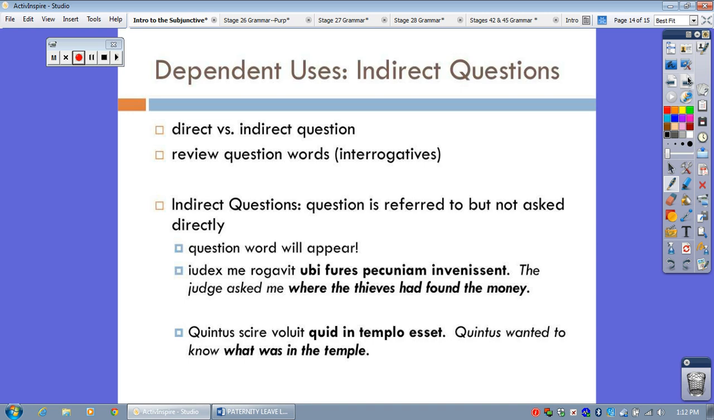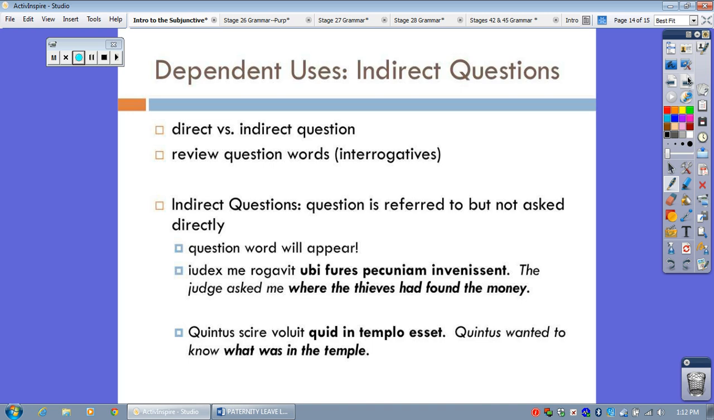Now, the second use was called an indirect question. An indirect question is where the question is referred to but not asked directly. In other words, a direct question would be, who are you? And the indirect question would be this: Mr. Allen asked who he was. Who he was is the indirect question.